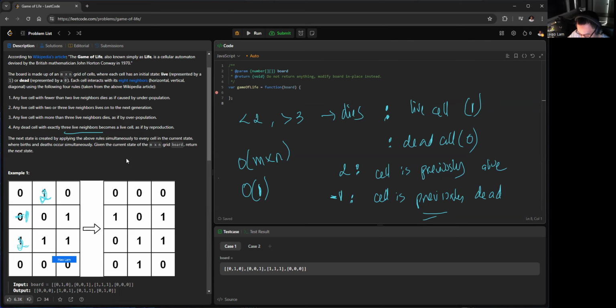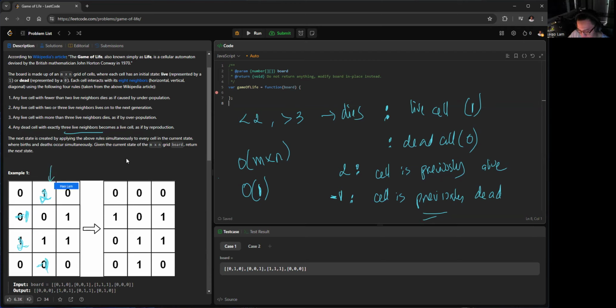The 0 here, right? The 0 here has exactly three neighbors. So it becomes alive again. And we use a negative one to represent a dead cell, right? And the 0 here only has two neighbors, right? So it just stays the same. So now we are finished, right? We modify everything in place and we are finished.